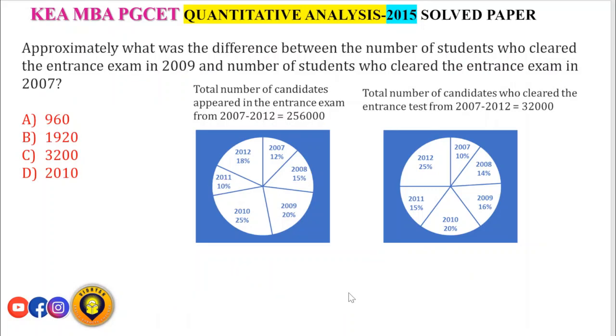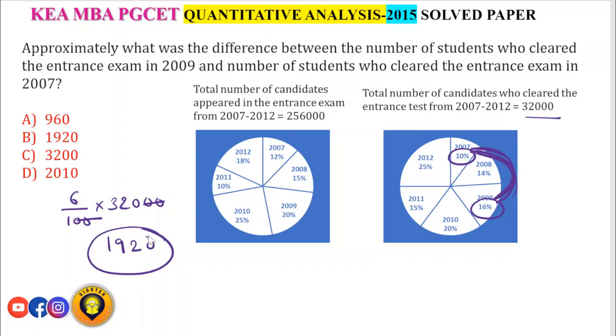Approximately what was the difference between the number of students who cleared the entrance exam in 2009 and the number of students who cleared the entrance exam in 2007? 2009 number of students who cleared is 16%. 2007 students who cleared are 10%. What is the difference? 16% minus 10%, because both are calculated on the same value, right? So directly you can take the difference here. 16 minus 10, it is 6%. 6% of what? 6% of 32,000. So 2 zeros will get cancelled. 6 2s are 12, 6 3s are 18, 1920 is the answer. 1920. Answer is option B.